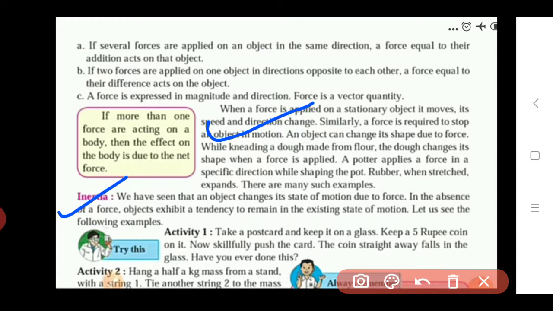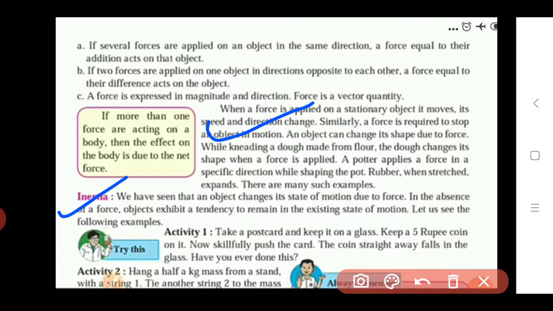State of motion means either the object is stationary and by applying force this stationary object goes into motion, or when we apply force on objects which are in motion, then the state of these moving objects gets changed, and it becomes a stationary object. So when we apply force on an object, due to this force the change of its state of motion takes place.